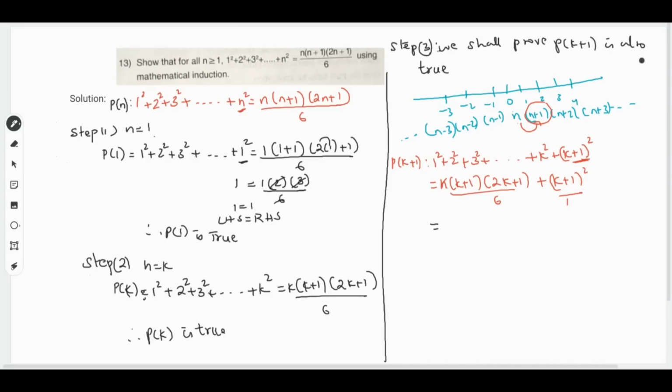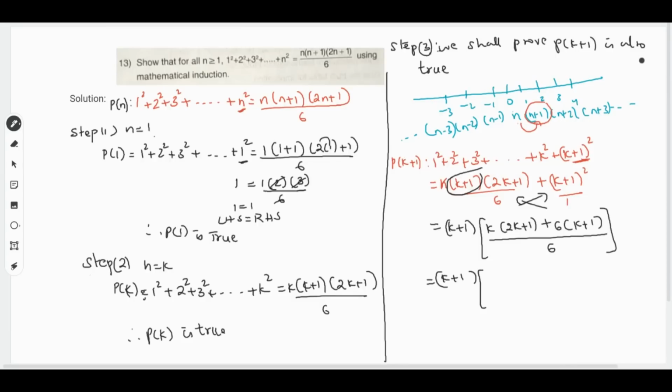We take k plus 1 as common, and it will be k into 2k plus 1. If I am taking LCM, cross multiplication, it will be 6 into k plus 1. Since I have taken k plus 1 common, here the square will become k plus 1, and this k plus 1 I have written out, so it will be k into 2k plus 1 divided by 6. Now if you simplify the terms inside, it will be 2 into k into 2k is 2k square, plus k into 1 is k, plus 6 into k is 6k, plus 6 into 1 is 6, divided by 6.